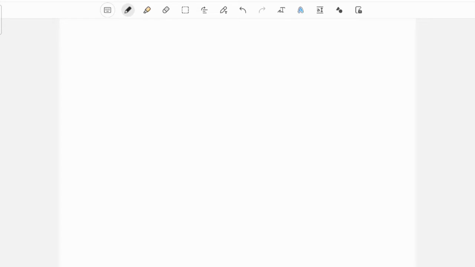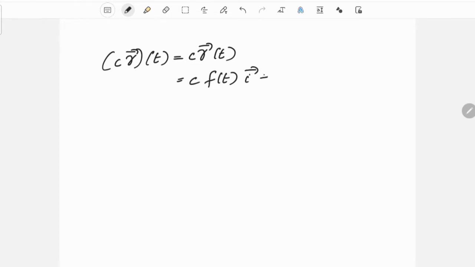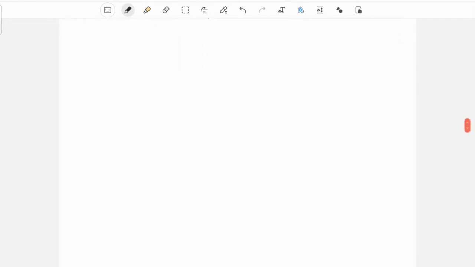Similarly, we can define the scalar multiple of a vector function r of t by a constant c, that is c r of t, or we can write it as c f of t i plus c g of t j plus c h of t k. So the algebraic operations on vector valued functions are similar to that of vectors.